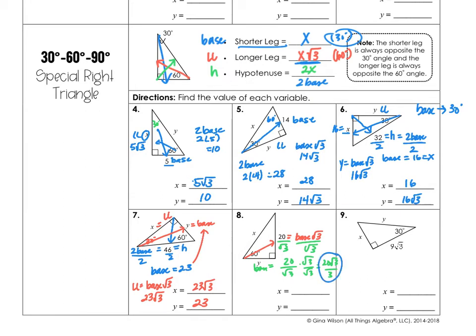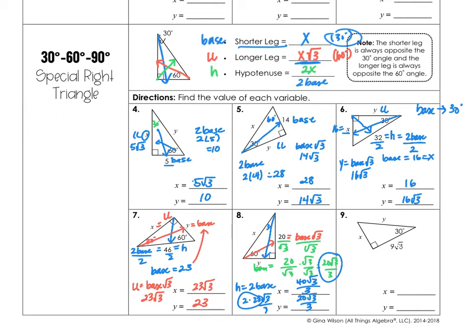Now, we have to figure out, is our base our x or our y? Remember, this should be 30 degrees, and our base is always across from the 30-degree angle. So our base should be y. Now, once you've found your base, to find your hypotenuse, just remember, your hypotenuse is 2 times your base. So 2 times the 20 root 3 over 3. Now, that looks difficult, but it's really not. You're just multiplying outside times outside. 2 times 20 is 40, and then root 3 over 3. Okay?